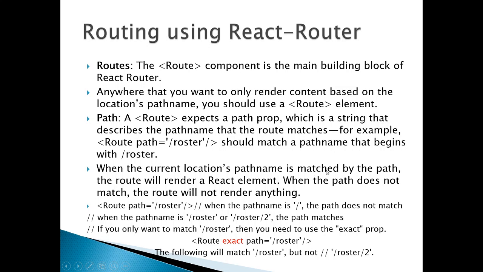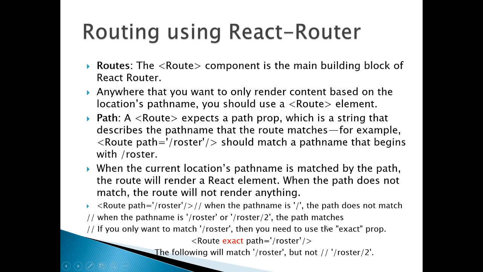When the current location is matched by the path, the route will render a React element which is against that specific path. When the path does not match, the route will not render anything. So this is the process. Same, we have seen this route path roster. When the pathname is slash, the path does not match because we have an exact match above it, and this slash does not match with slash roster. When the pathname is slash roster or slash roster slash 2, the path matches because it checks the starts with.